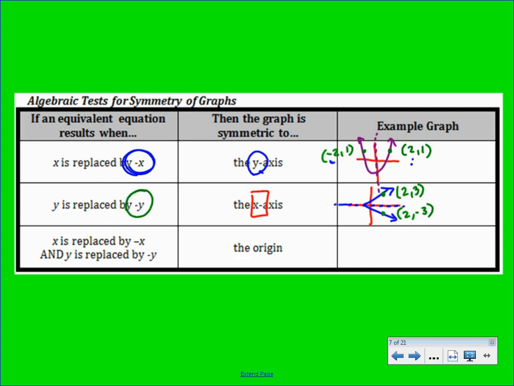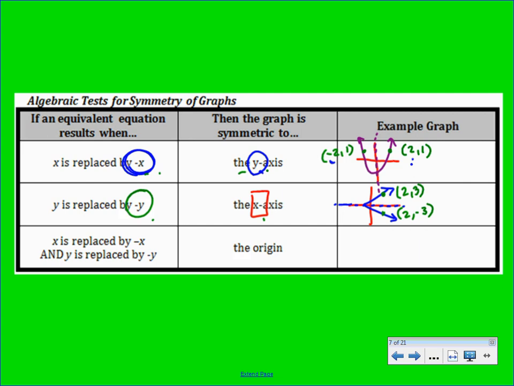So when we do an algebraic test in a few minutes, to test for x-axis symmetry, we plug in a negative y. Do you see how these are a little tricky and backwards and confusing? Yeah? To test y-axis, we do negative x. To do x-axis, we do negative for the y. So it's kind of backwards from what you expect.